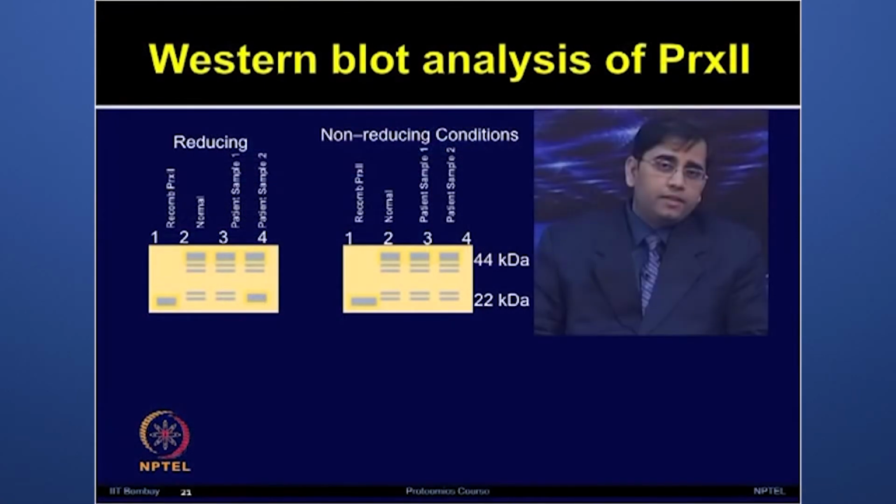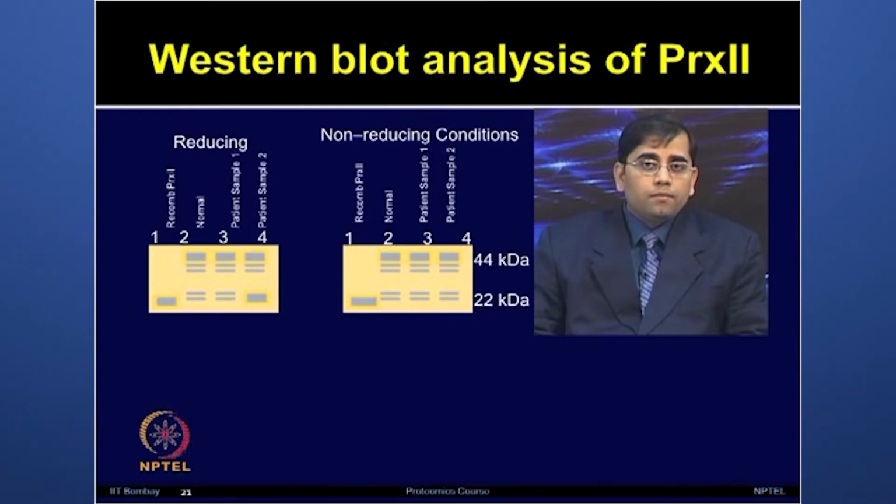These results demonstrated that PRX2 can be present in the monomeric or dimeric form. So, they performed the Western blot in both reducing and non-reducing conditions, as you can see in the slide, and then they loaded different samples including recombinant peroxiredoxin, normal or healthy individual, patient sample 1 and patient sample 2.